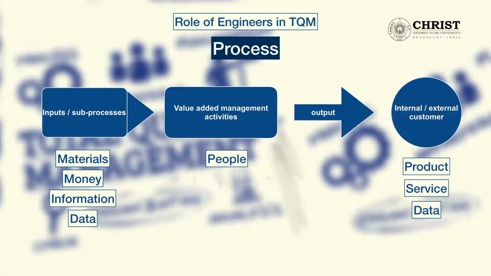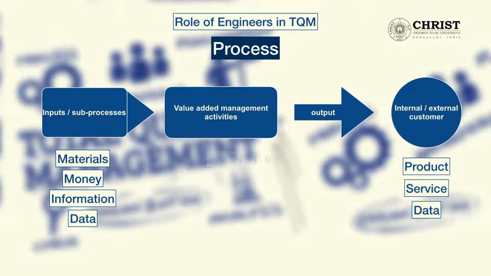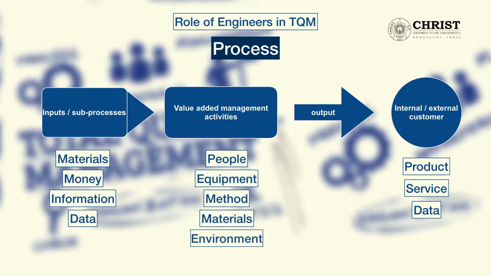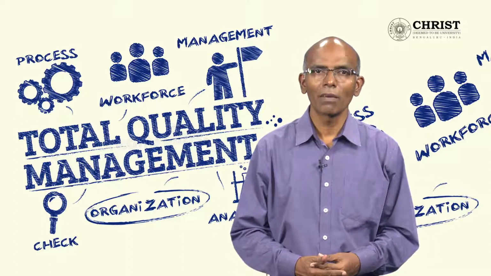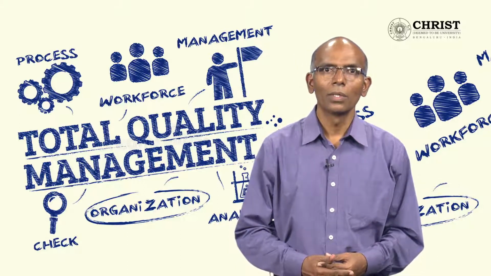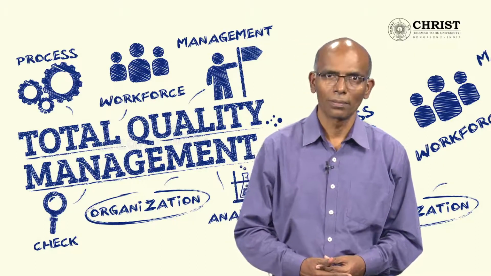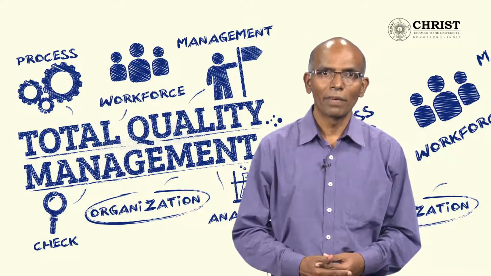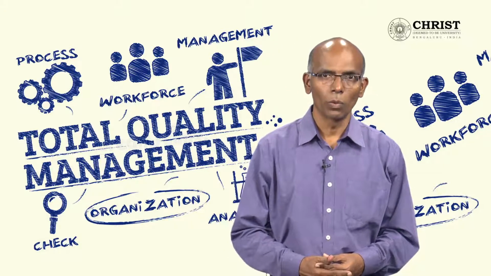The process is a value-added management activity transforming inputs to outputs with the help of the following resources: people, equipment, method, materials, and environment. We could have many sub-processes forming a series of processes making the system meet the requirements of internal or external customers. We could also have a feedback system in place for a process in order to continuously improve.